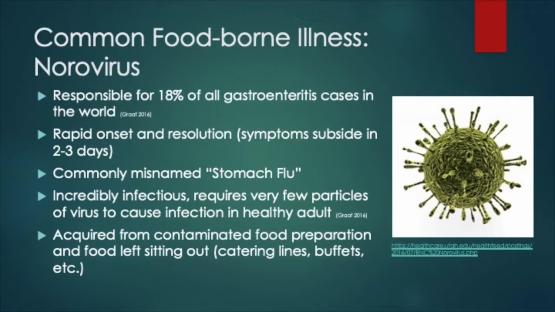The first microbe we'll talk about is norovirus. This is by far the most common GI pathogen, representing 18% of all gastroenteritis cases in the world, and having upwards of 5 million confirmed cases every year in the U.S. Being a viral infection, it's known to cause a rapid onset and resolution of symptoms. Though not necessarily the most deadly pathogen we'll discuss, it is very infectious as it only requires a handful of viral particles to actually cause disease in a healthy adult.